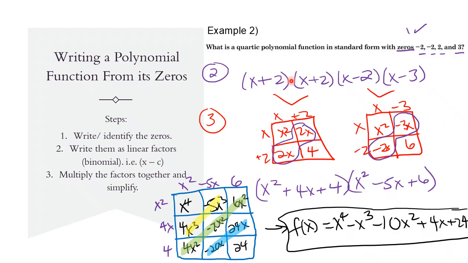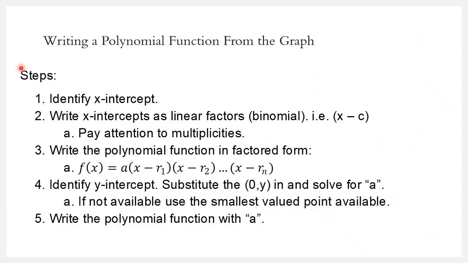You only can multiply 2 binomials at a time, and then we came down to these 2 trinomials. And again, traditional distribution is perfectly fine. The box is just a way to help you stay organized. All right. On to our next. So our next examples, instead of having your zeros listed, you're going to be given a graph.